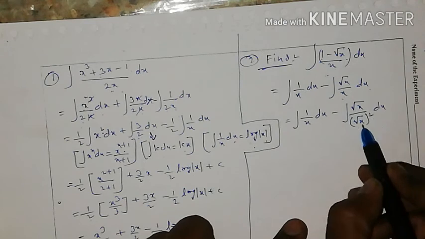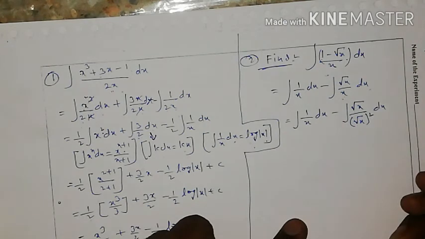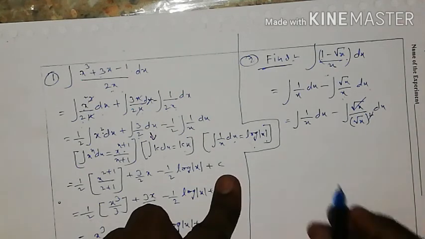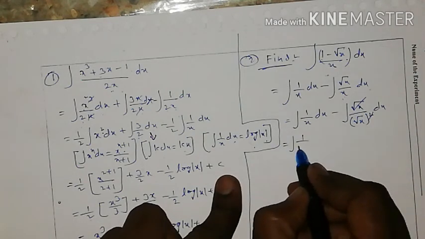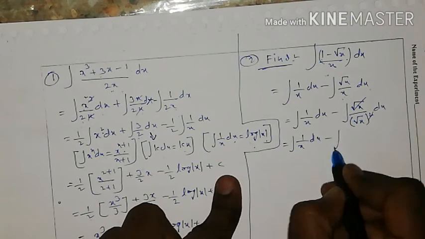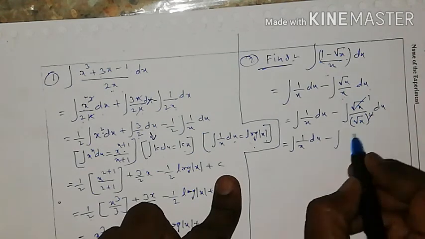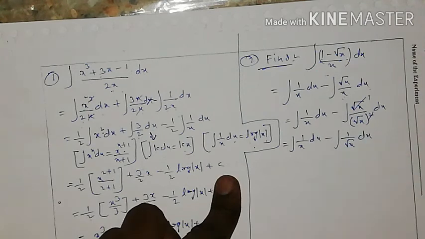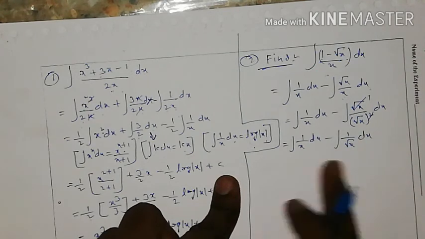Why am I writing x as root x whole square? For cancellation of root x in the numerator. So here you can cancel now. Root x cancels one time. Now what is the result? Integration of 1 by x dx minus integration of, now what is the numerator? 1. 1 by, what is the denominator? Root x into dx. Now they are in the formula form.